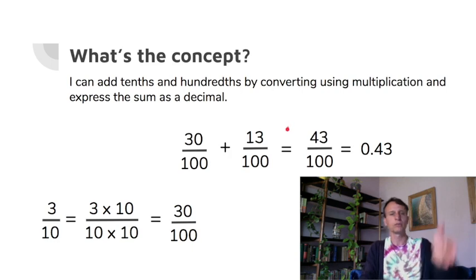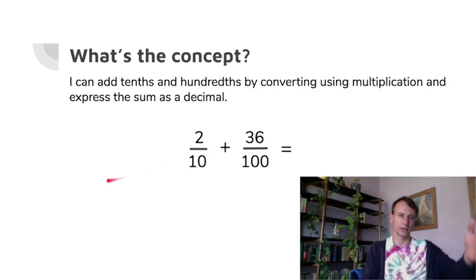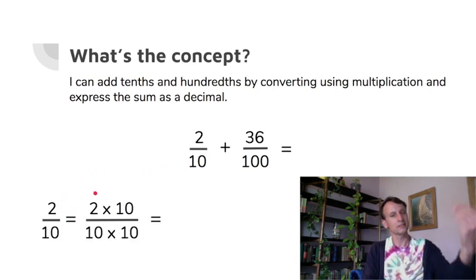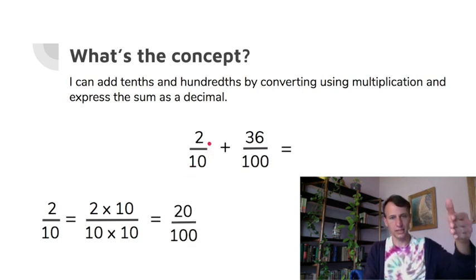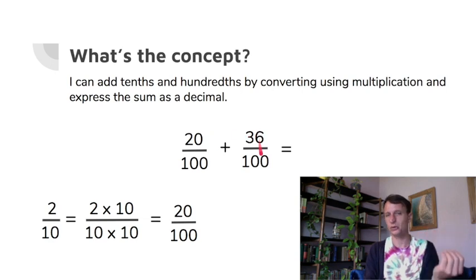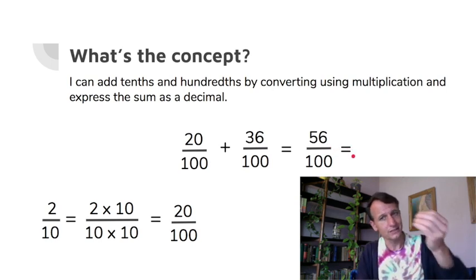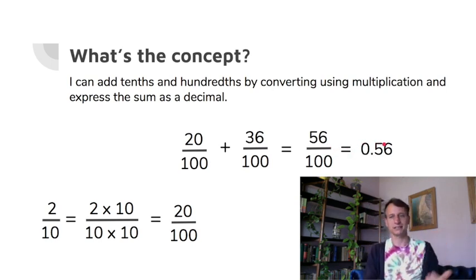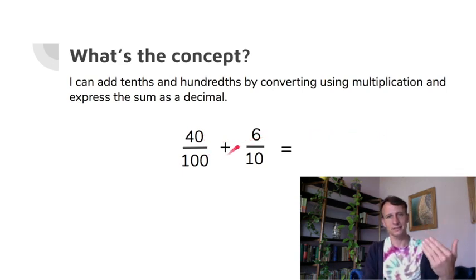Beauteous. Let's move on. 2/10 and 36 hundredths. Yes, you see. What are we doing to 2/10? Okay, here on the side, times 10/10 will give us how many hundredths? 20 hundredths. So now we can add 20 hundredths, 36 hundredths, total of 56 hundredths. You're getting good at this. As a decimal, 0.56. Excelente.